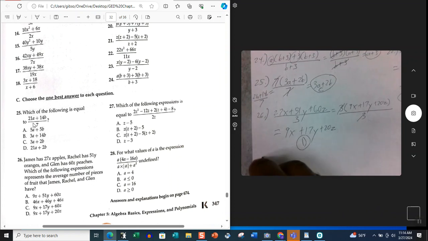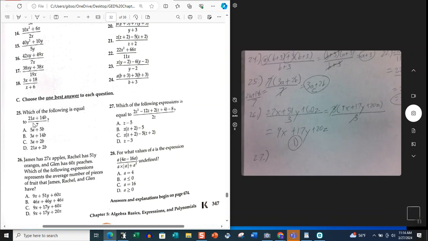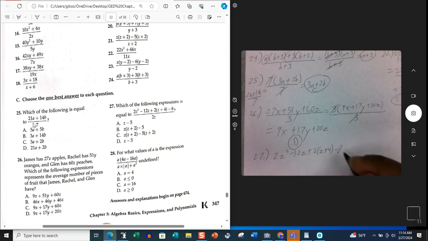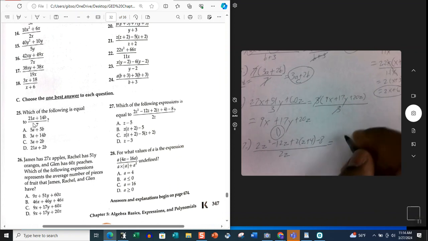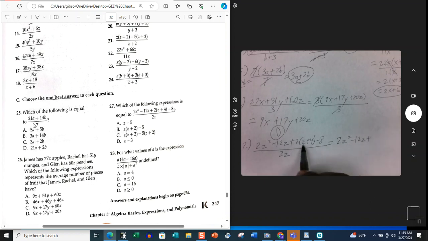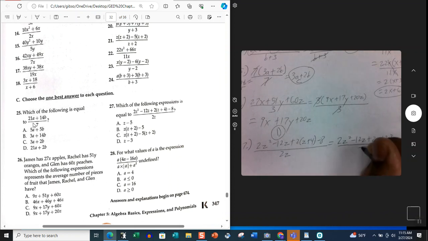Okay, now, problem 27. Which of the following expressions is equal to, and they give us these values here. We have 2z squared minus 12z plus 2 times z plus 4 minus 8 all over 2z. First of all, we have to do some multiplication here, and we have to combine like terms when we can. So we got 2z squared minus 12z plus 2 times z is 2z, and then 2 times 4 is 8, minus 8 all over 2z.